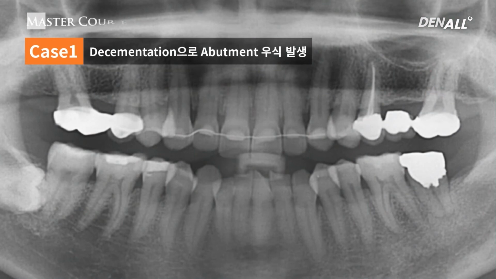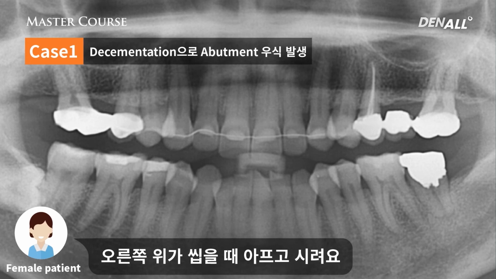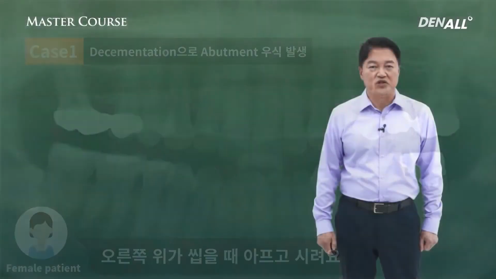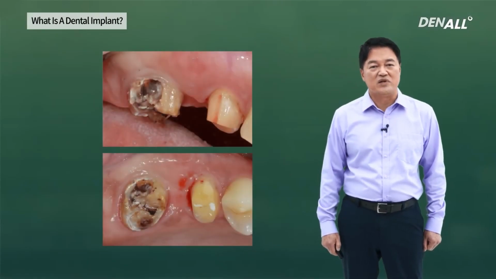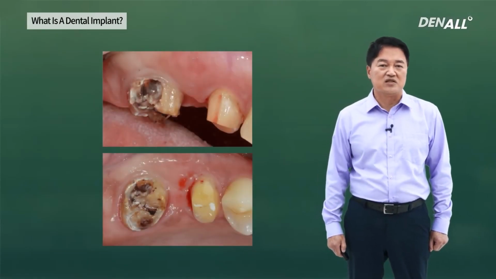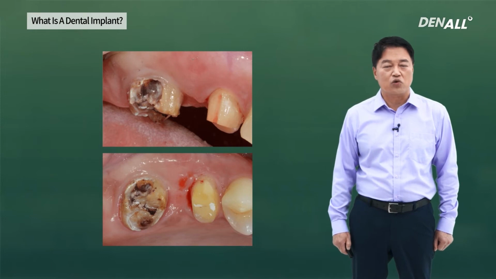Let's look at the first case. In this patient, number 16 was missing and a 3-unit bridge was done. One day, the chief complaint was that on the upper right side, the patient experienced discomfort and pain due to decementation in the abutment. Caries occurred, and as you can see, caries progressed with time.